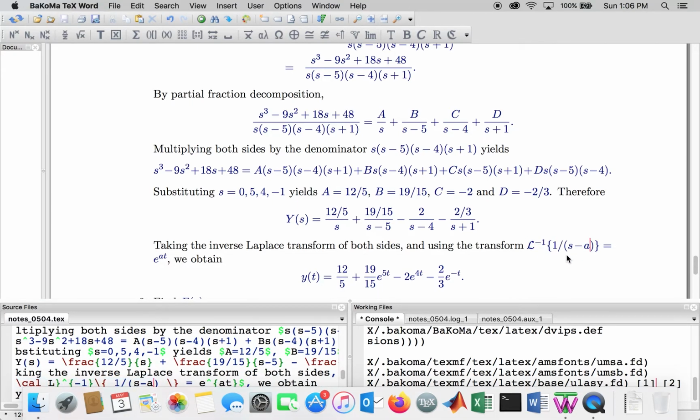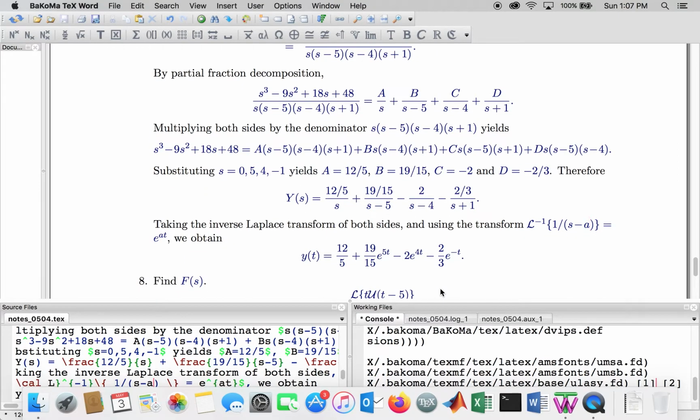This applies even when you have just plain 1 over s, because all that means is a is 0. So I have 12 fifths times e to the 0t, which is 1. So the transform of 1 over s is just 1. And then, for instance, in the second term, we have 19/15 times the inverse transform of 1 over s minus 5, so a is 5, and that will give me e to the at, which is e to the 5t. This term leads to e to the 4t. This gives you e to the minus t. Multiply by 4 constant factors, add them all up, and that's your solution.